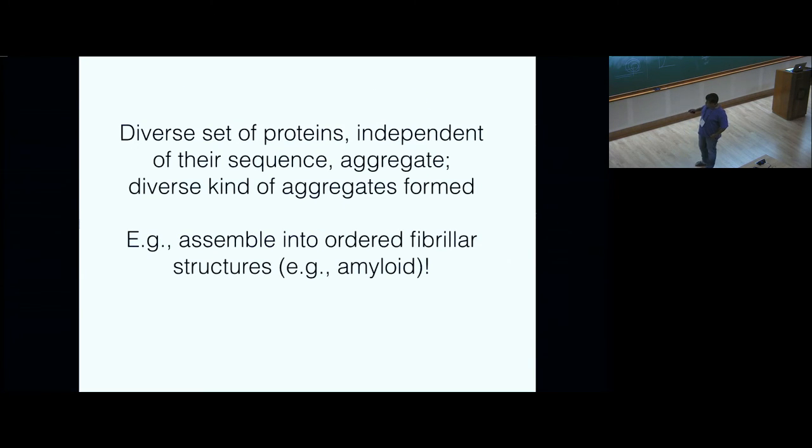And the question that we asked is, if you have a diverse set of proteins, independent of their sequence, they all aggregate and form diverse kinds of aggregates. That is, sequence exactly doesn't matter. Very many different sequences aggregate to different structures. So that means there has to be some underlying physical mechanism behind this. So we wanted to think about, again, from a physicist's perspective, starting from simple models, how the assembly can be examined, for example, to assemble into ordered structures, and there is a diverse set of ordered structures.